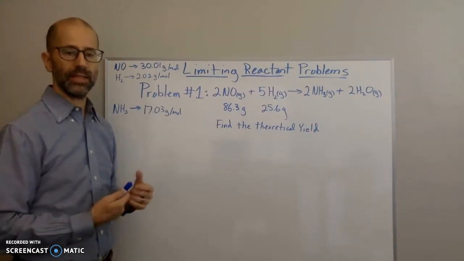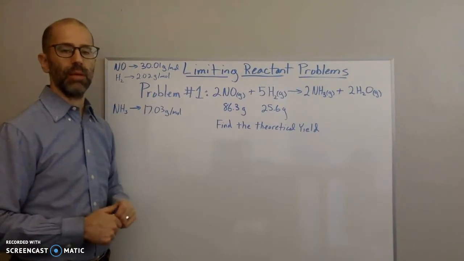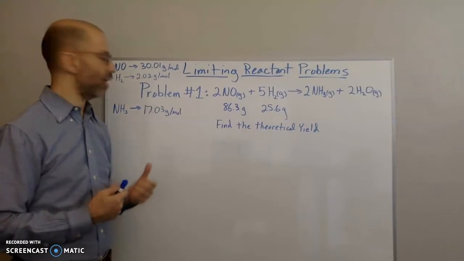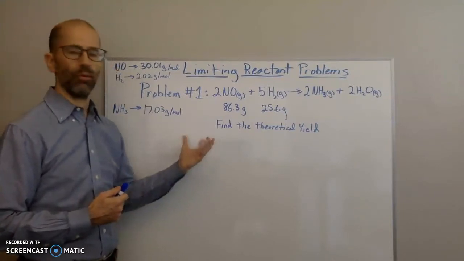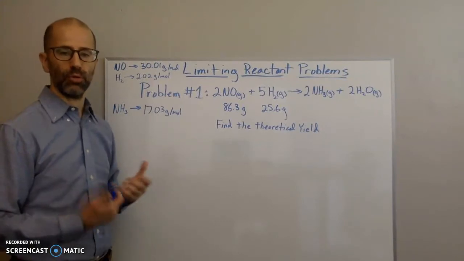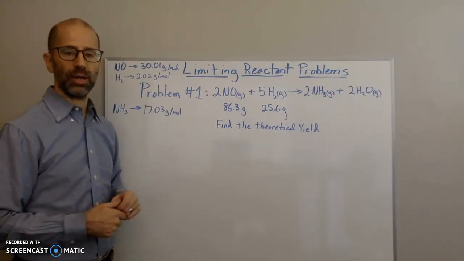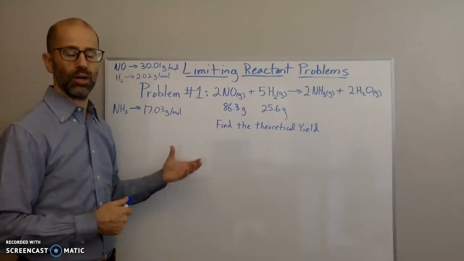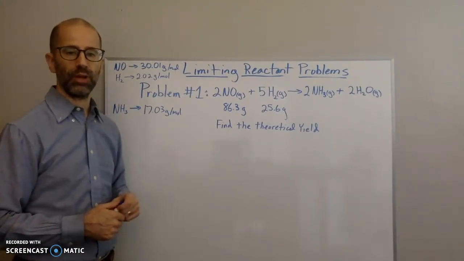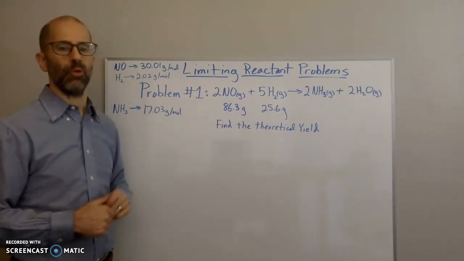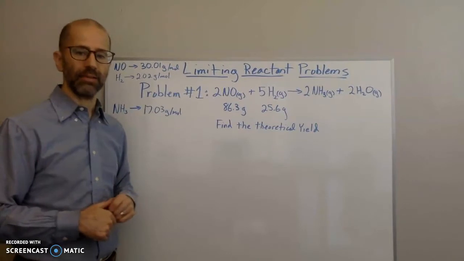So you can recognize this as a limiting reactant problem because they don't tell you anything about whether you've got enough of one reactant to completely react with the other one. They don't give you any information about that. They just kind of throw two amounts at you, one of one reactant and one of the other reactant, and say, find the theoretical yield. That's a dead giveaway that this is a limiting reactant problem.